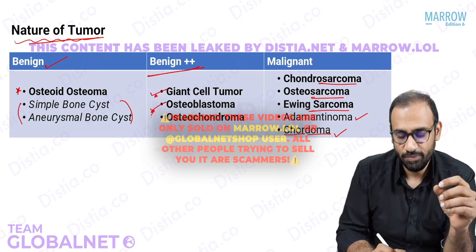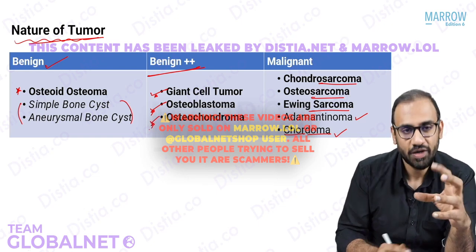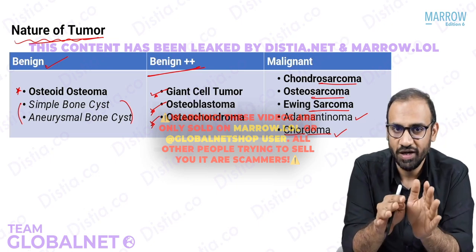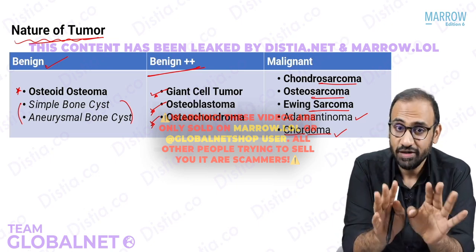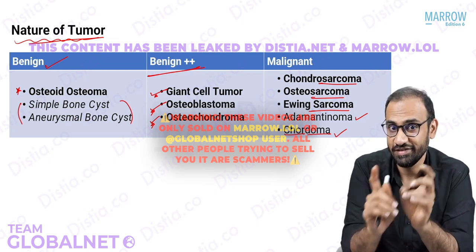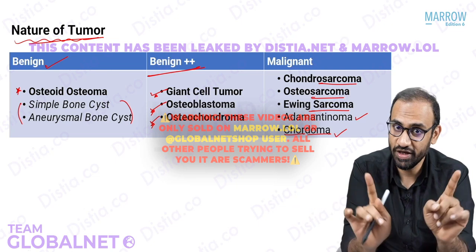Osteoblastoma, very, very important. Osteochondroma, very, very important. Okay. So osteochondroma, osteoblastoma and giant cell tumor are benign but have a risk of becoming malignant because they are benign plus plus. They are benign but aggressive. Okay. So far so good.